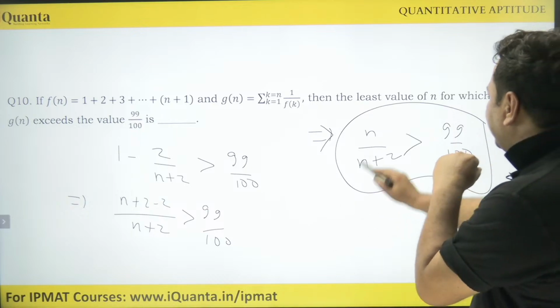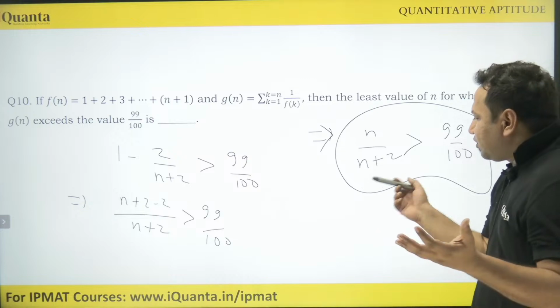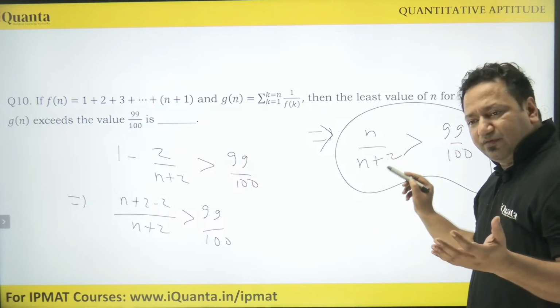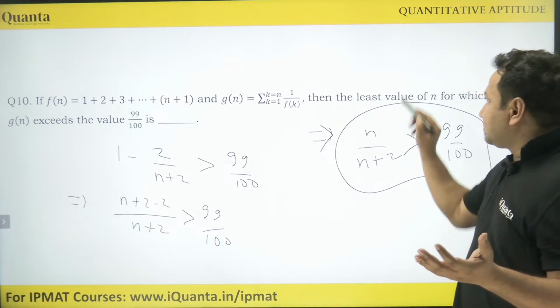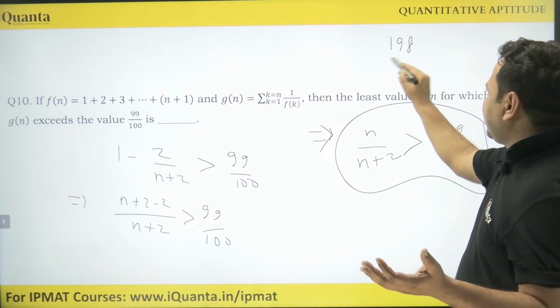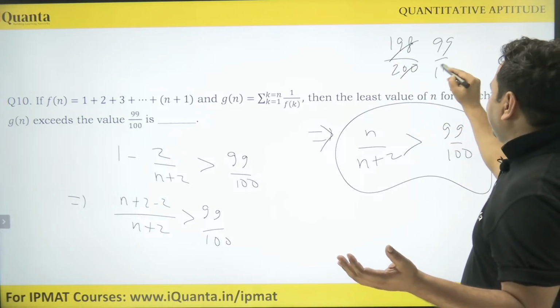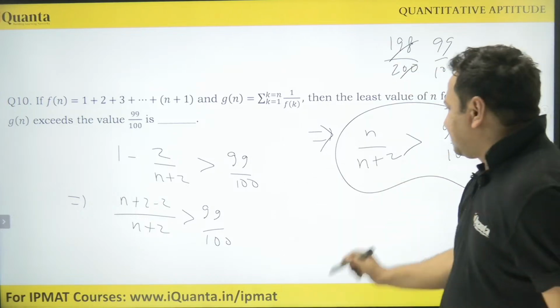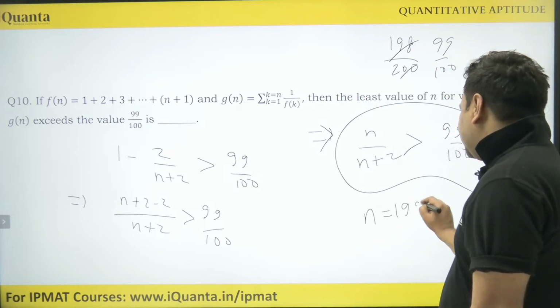If I put 198 over here, why am I putting 198? Because I want to have the denominator as a multiple of 100. I put 198, I'll get 200 here. So 198 upon 198 plus 2 is 200. This is equal to 99 by 100. Just need to exceed that. That means I'll put something which is greater than 198, that is 199, and I got my answer.